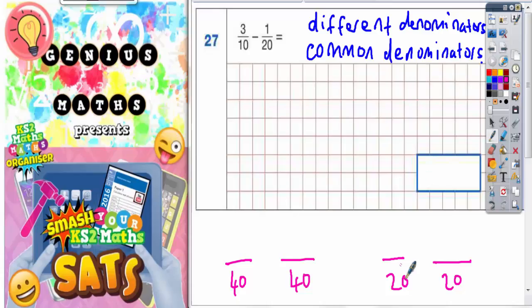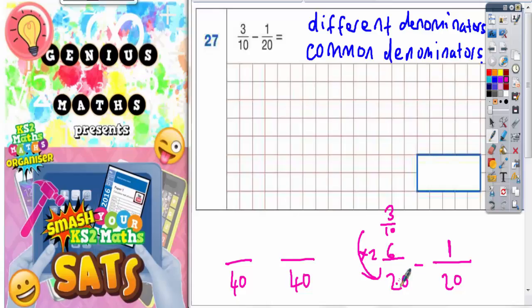So if you do it into 20ths, then to get from 3/10 into 20ths, you would have to double the 10 to get 20. So I'm just going to write times 2. So if you're doubling the bottom number, times 10 by 2 to get 20, you've got to also double the top number. So 3 times 2 would be 6. So 3/10 is equivalent to 6/20. But 1/20 is already in 20ths. So we've basically got 6/20 subtract 1/20.